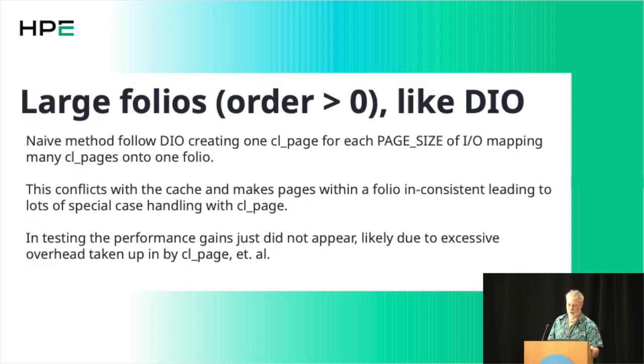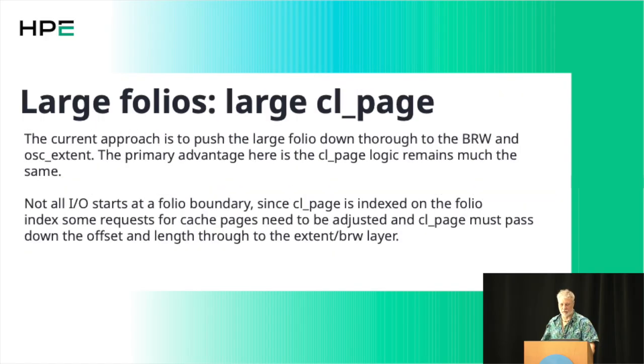Large folios, greater than order 0, like DIO. That was my first approach, the idea that, well, if it worked for DIO, maybe I could do the same thing for buffered I/O and just track the page offset and create a bunch of CL pages, and that got worse and worse as I went along. More and more special cases, more and more quirks, and it's not a good idea. So where we're at now is to use CL page, just one folio per CL page, so we could probably call it CL folio, but that'll require another patch.